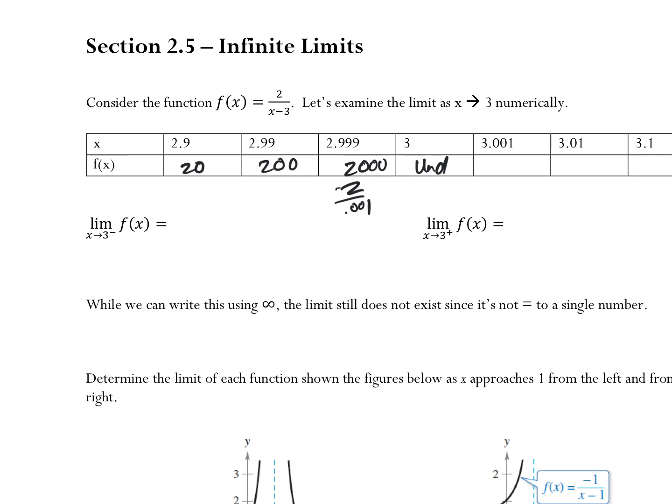Wait, were all of these negative? Yeah, negative. So what was happening, the top was staying at 2, so approaching 2 if you wanted to. The bottom is approaching 0 from the negative side of 0. So we had a positive over a negative.